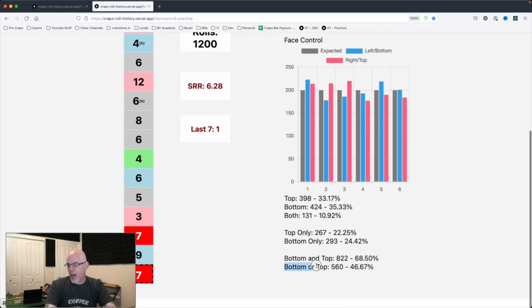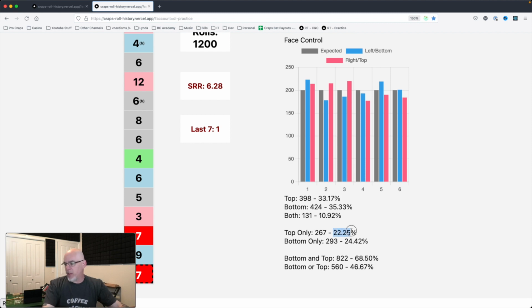The bottom or top is 46.6%, which means one of them is a 6 or a 1, the other one is something else. Okay, that's the dream scenario, right? This should happen 44% of the time. Actually, I think it's 44.4. We're at 46.6, so we're 2.2% over expectation on bottom or top, not both. Okay.